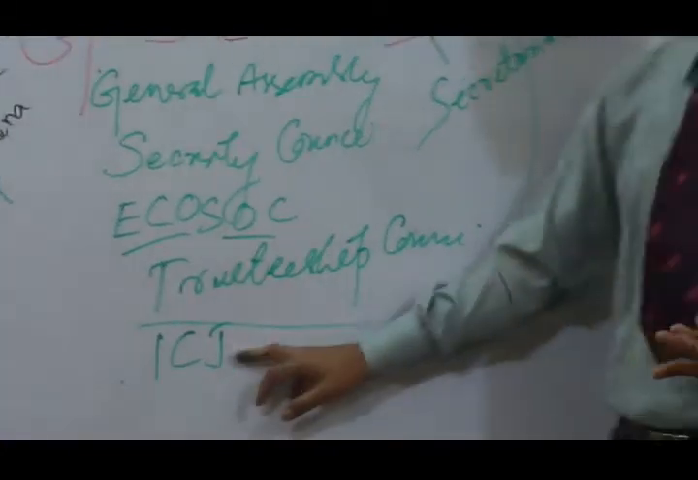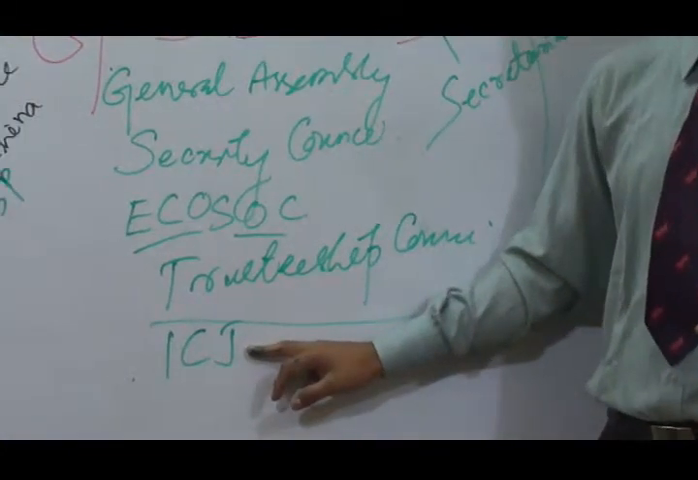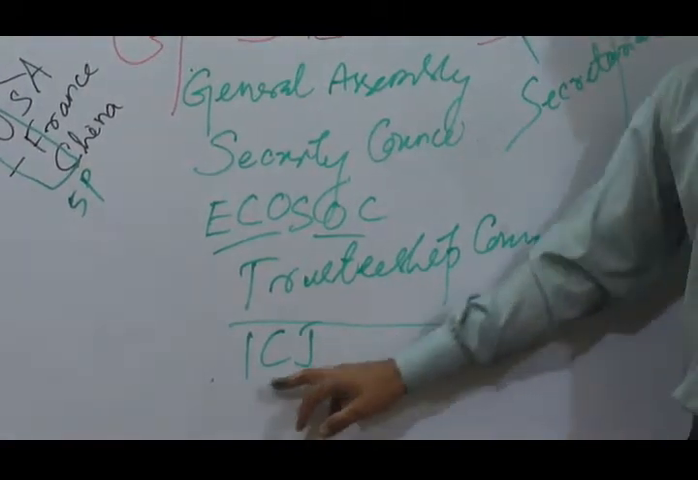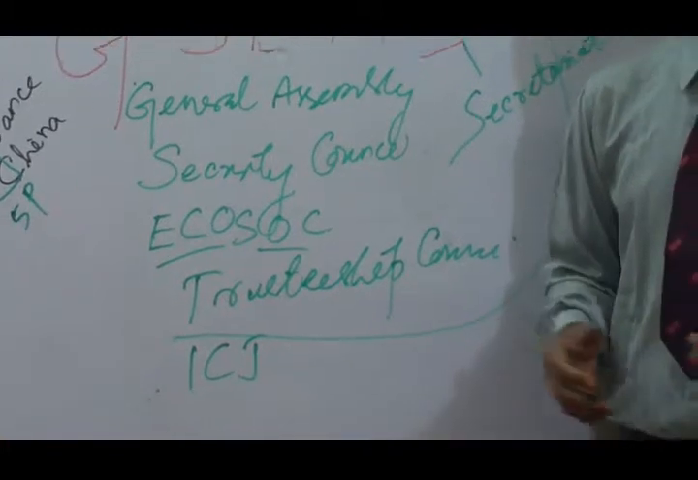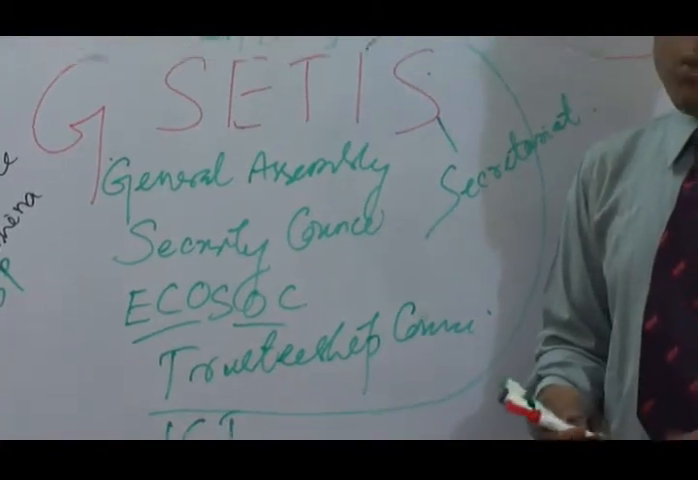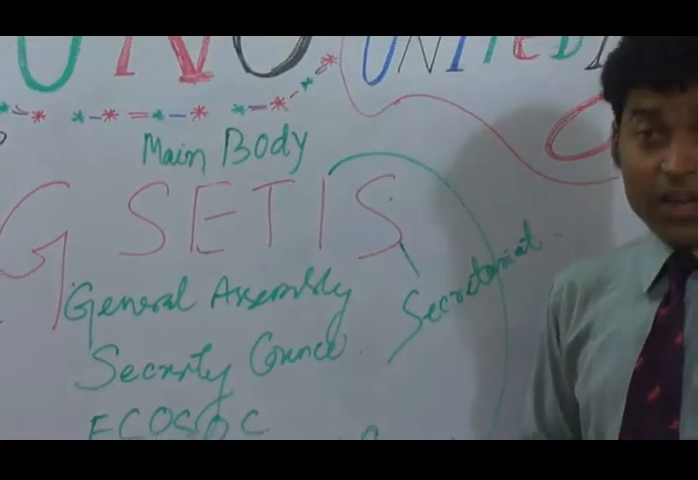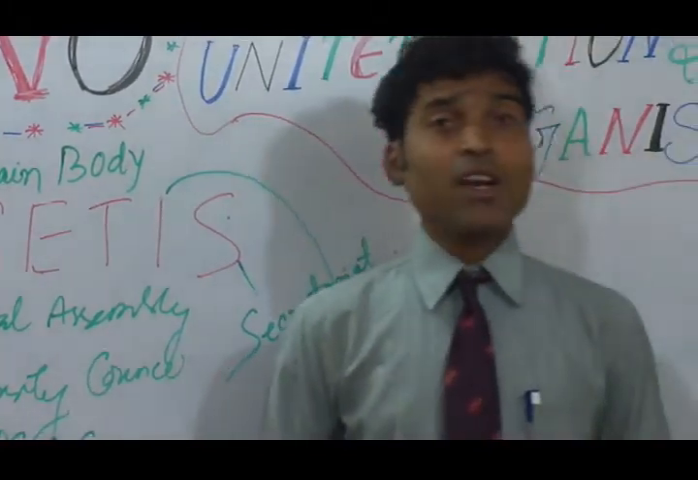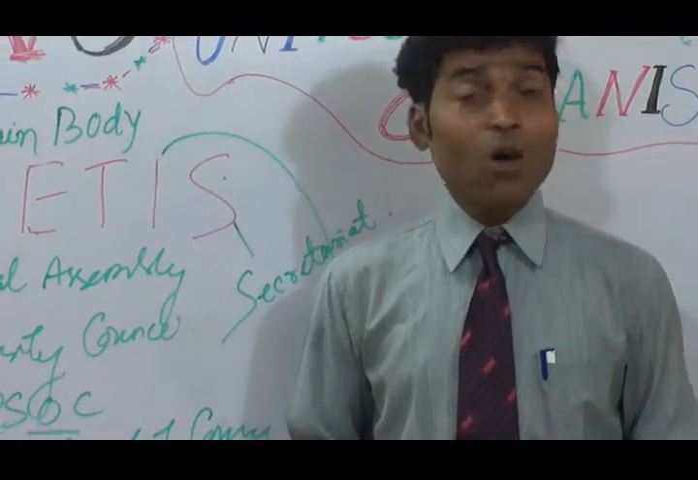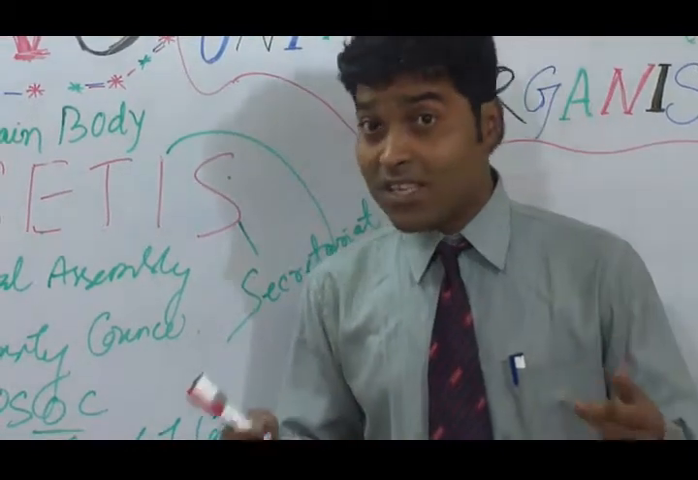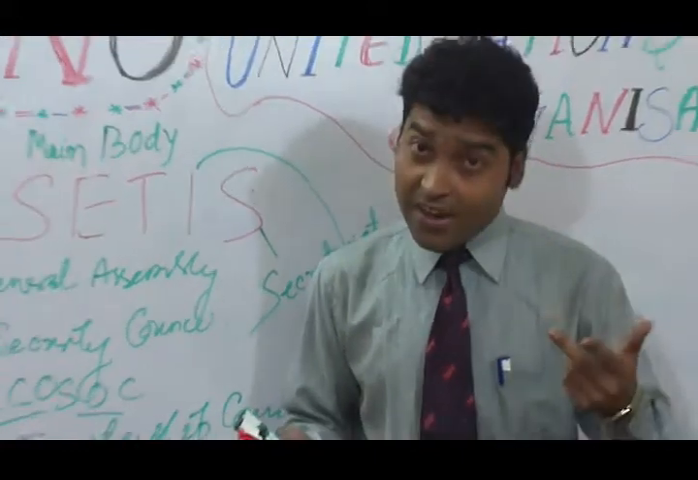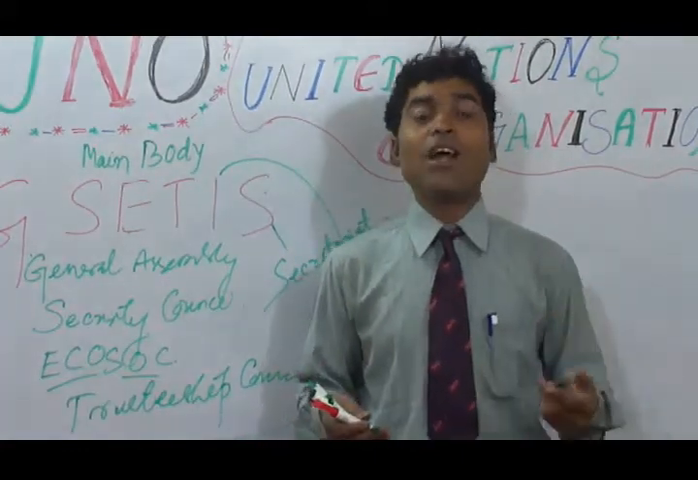Okay. Next one is your International Court of Justice. What is this ICJ actually? You see, International Court of Justice is one of the bodies of United Nations Organization. And International Court of Justice deals with international disputes, international misunderstanding, all these things. And this ICJ, International Court of Justice, is headquartered in The Hague. The Hague is a city in Netherlands.